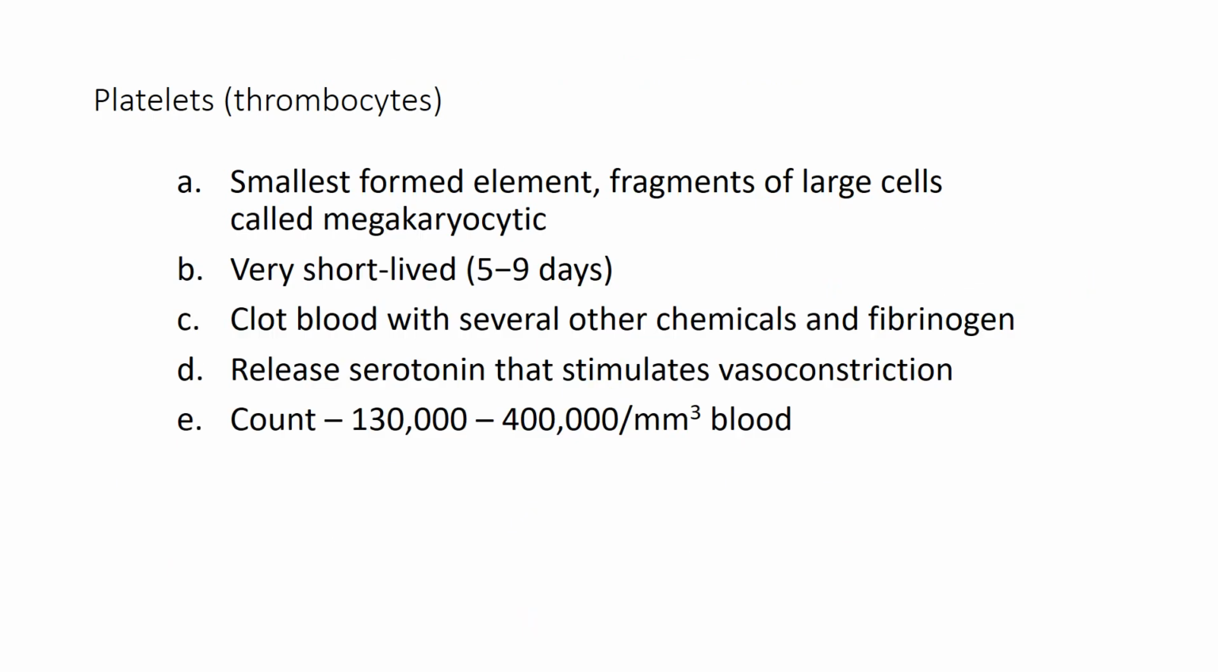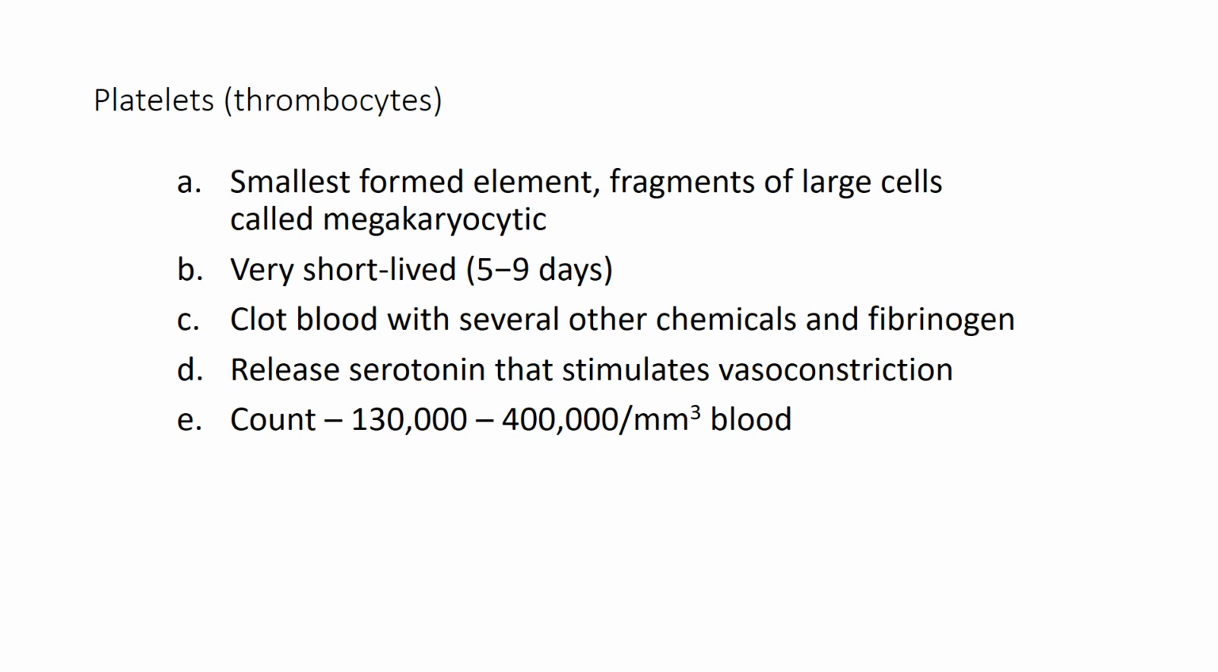All right, and then the last of the formed elements are going to be the platelets or thrombocytes. And so these are going to be small fragments of larger cells called megakaryocytes, which are cytoplasmic portions of large bone marrow cells. These too, just like erythrocytes, lack a nucleus, and then they're very short-lived, though. They only last 5 to 9 days in circulation within the blood.